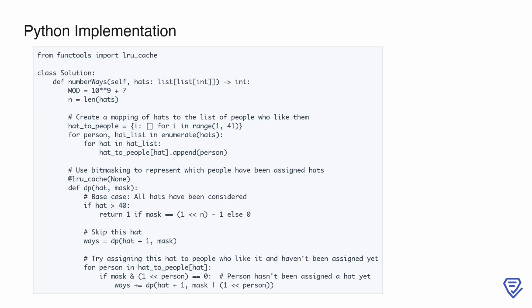The base case for the recursion checks if all 40 hats have been considered, and if the bitmask represents that all people have been assigned hats, it returns 1, otherwise, it returns 0. The recursive logic starts with skipping the current hat, which calls dp with the next hat number and the same mask. Then, we iterate through the list of people who like the current hat. If a person hasn't been assigned a hat yet, we update the mask to include this person and make a recursive call to consider the next hat.